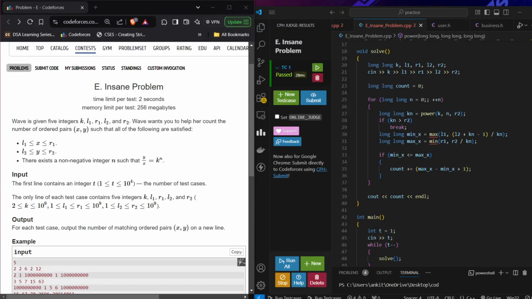Hello all. Welcome to Codeforces Round 993 Division 4. We are solving problem E, Insane Problem.